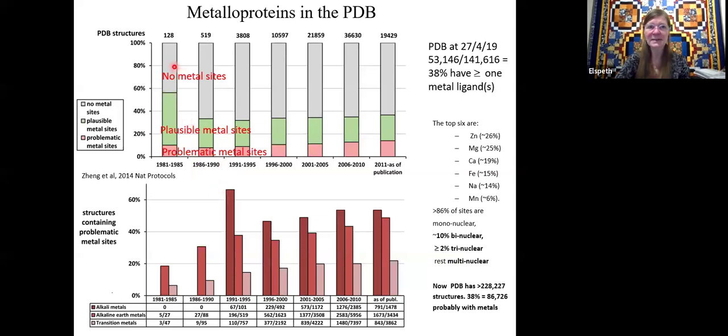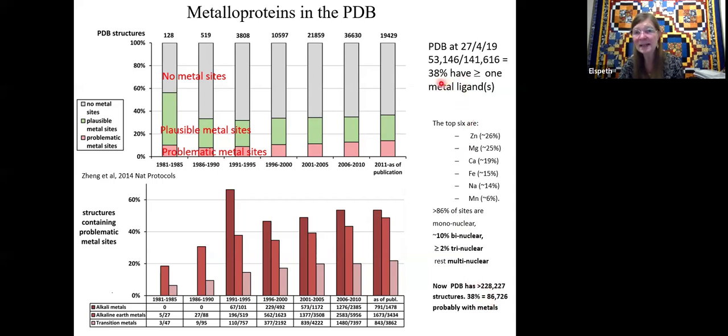And you can see this is the number of structures, and this is year of publication along here. And you can see that there's a sort of constant proportion of structures with problematic metal sites, with plausible metal sites, and with no metal sites. And this was just a software tool that they used to get this plot. But as of when they did the study, there were 141 thousand structures in the protein data bank. Well, I updated that this morning, and that was 228,000 in the data bank. So it's gone up by 80,000 since then.